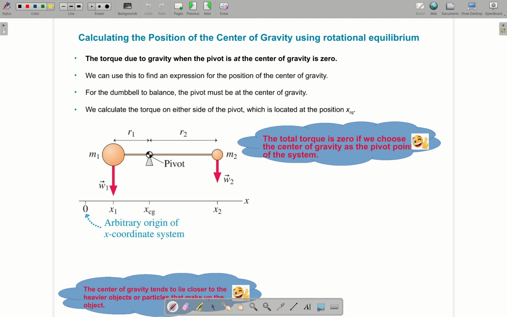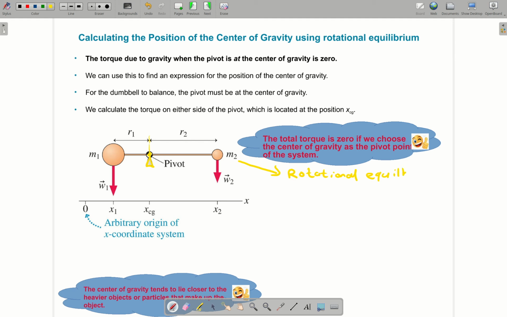If I have an irregular object, I can find the center of gravity by putting it on a pivot point where it balances. That means it's the center of gravity of that object. We mainly know this from our daily life. If I hold this at this point and it is stable, not rotating or falling from my hand, that means it's in rotational equilibrium, right? And I know that will be its center of gravity.